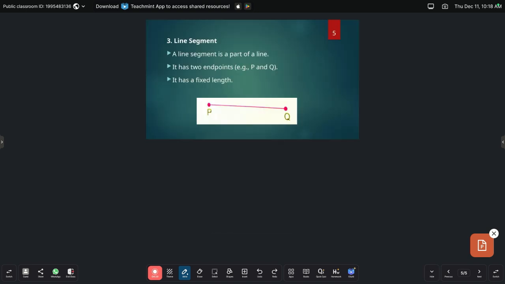Moving to the next. Now here it is line segment. Boys, observe the given figure carefully and see. There are 2 points. One is P, another is Q. Actually, this is the line segment. The line segment is actually the distance between 2 fixed points. We can say it is a straight path between 2 points.